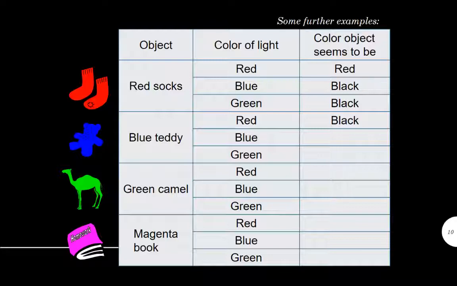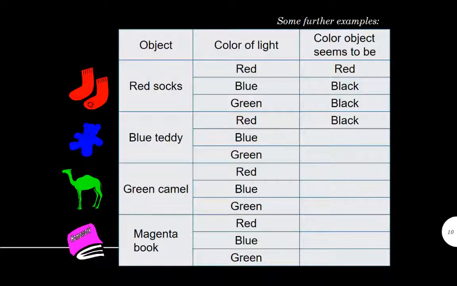Now, if we have a blue teddy bear, red is not the color of it. And so if we shine red light on it, it's going to look black. So what is it going to look like if we shine it under blue light? What about green? Pause the video here and take a minute to think about what these other colors are going to look like. Then we'll double check them just so that you make sure you understand how this works before moving on.